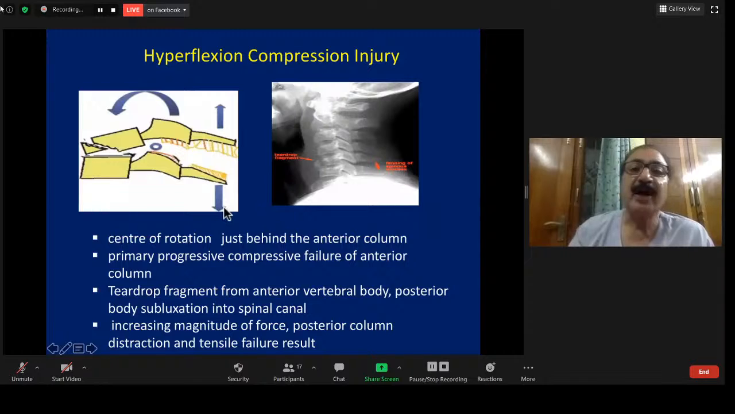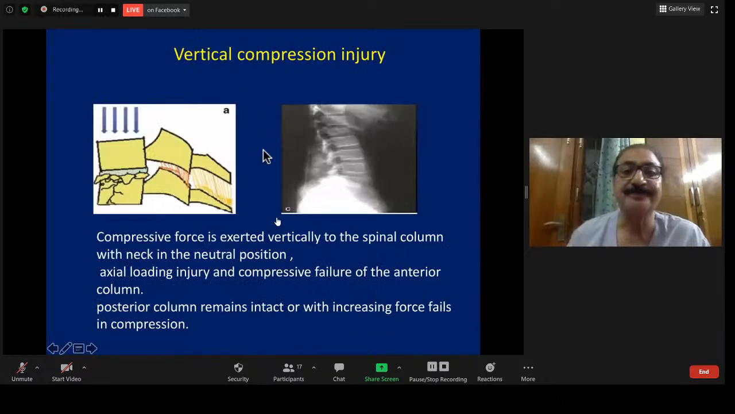Now, the different injury patterns which may be seen in the cervical spine. The first injury pattern is the hyperflexion compression injury. The center of rotation of the forces is just behind the anterior column. There is a progressive compression failure of the anterior column. There is a teardrop fragment from the anterior vertebral body. You can see it here. And the posterior body subluxates into the spinal canal. You can see it here. The same thing here. This is a typical hyperflexion compression injury of the cervical spine.